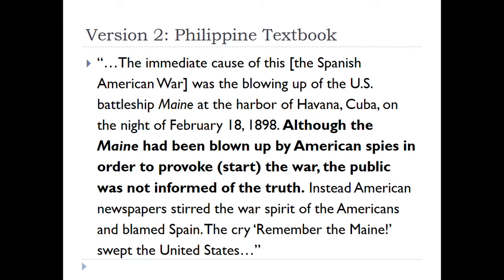What about the Philippines? We're going to talk more about how they're involved in this war. If you didn't know, the Philippines were also under the control of Spain at this time. Here's what the Philippines say. The Maine had been blown up by American spies in order to provoke or start the war, and the public was not informed of the truth. So if you talk to people in the Philippines, they say Americans blew up their own ship so they would have an excuse to go to war with Spain and later take the territories they wanted all along. Now, the Filipinos have good reason to suspect the Americans were not being totally truthful or had ulterior motives, and I'll get to that later on.